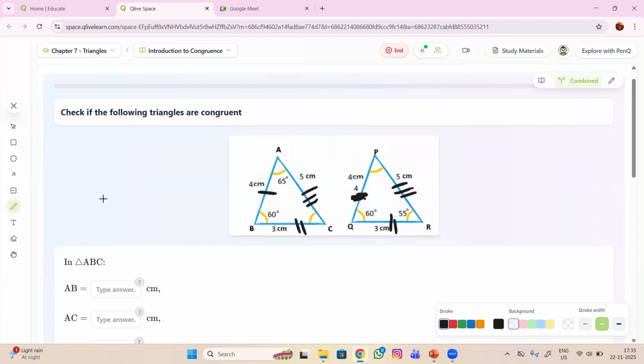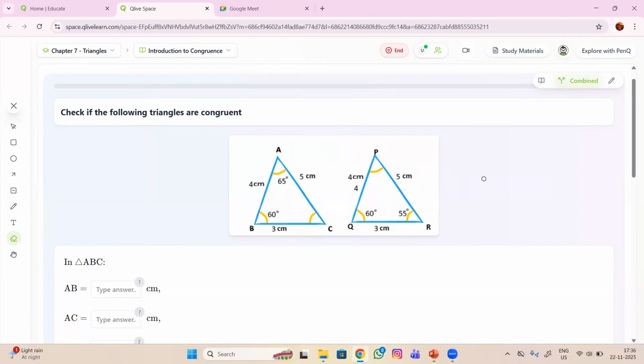Very good. Then looking into the angles, the angle opposite to the third side is 60 degree. Look at the second figure. What is the angle opposite to the third side? Very good, 60 degree. That's correct. And from the first figure, the angle opposite to the second side is 65 degree. Here, the angle opposite to the second side is hidden, so we want to find out the hidden part.